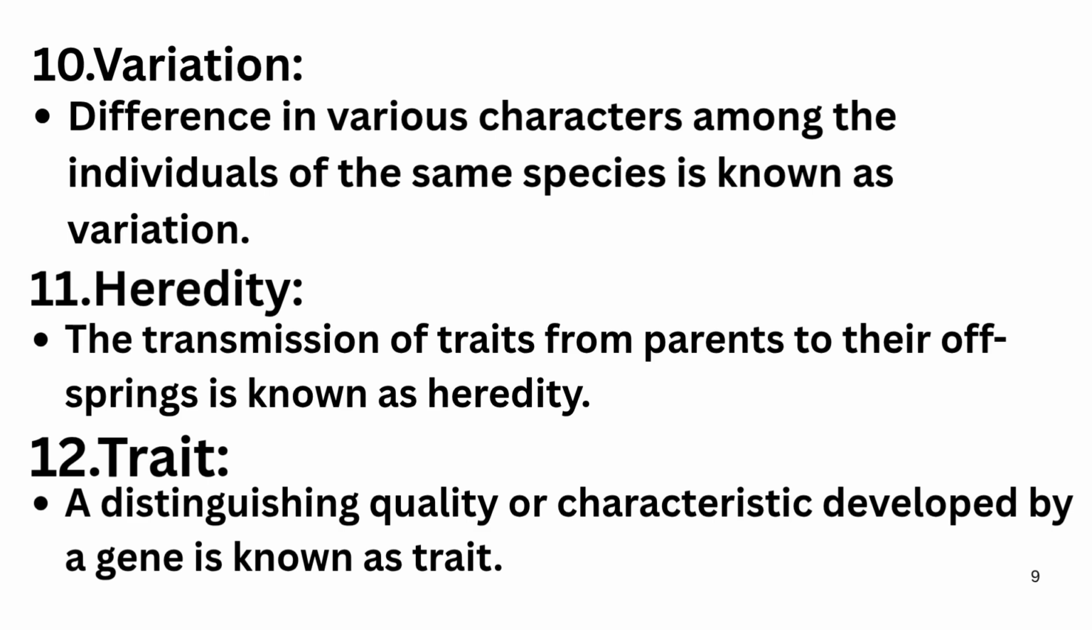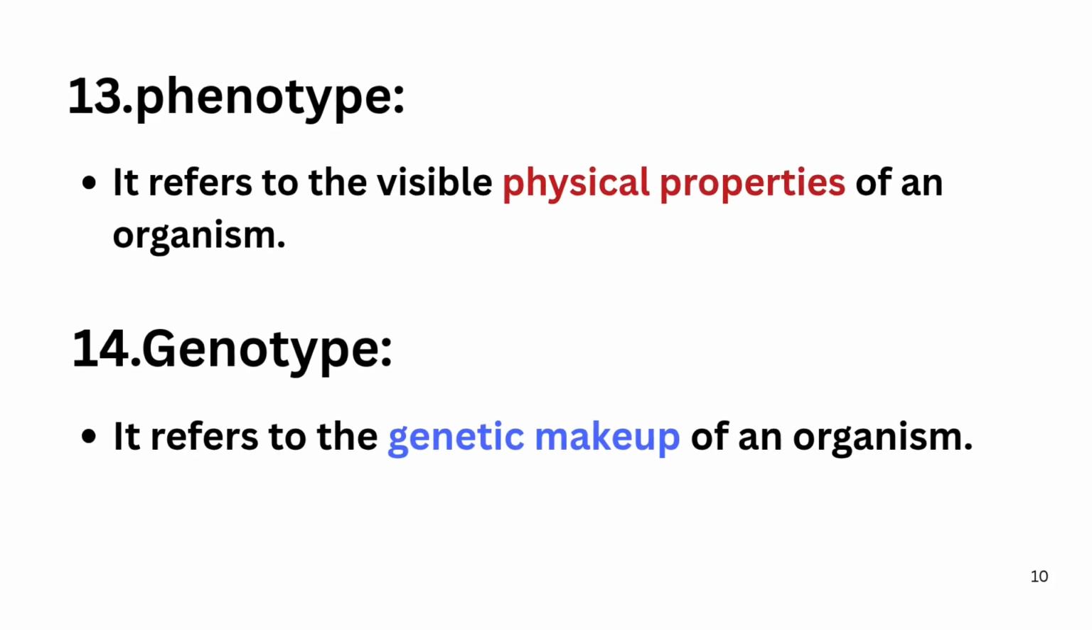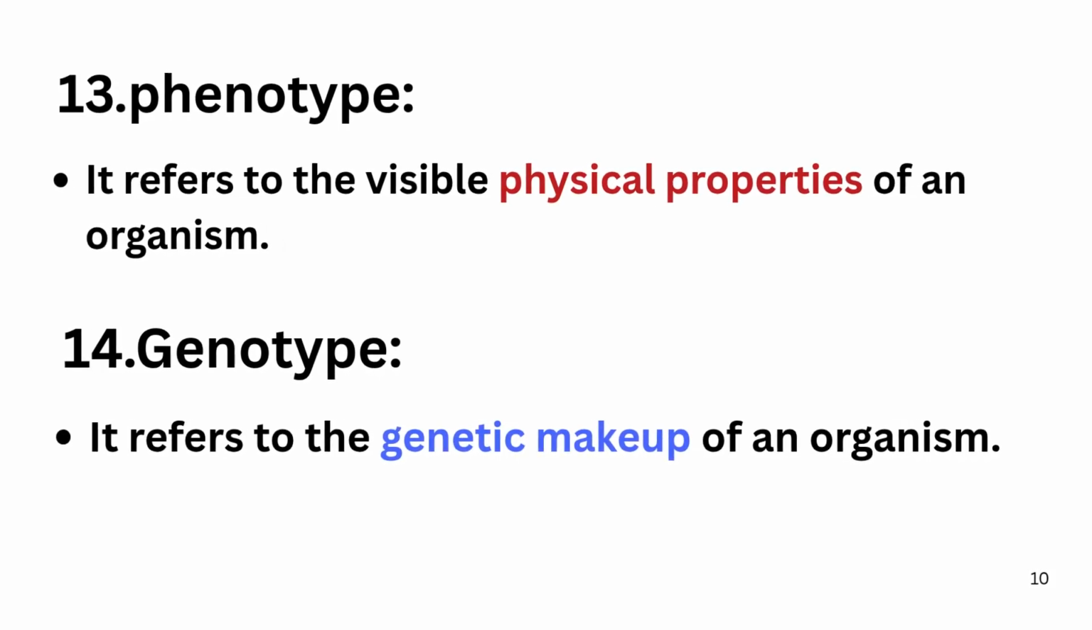In genetics, these different paths represent different alleles, the different forms of a gene. So, how you reach Delhi, whether by bus or train, is similar to how a trait is passed from parent to child. Next, trait. A distinguishing quality or characteristic developed by a gene is known as trait. Next, phenotype. It refers to the visible physical properties of an organism.